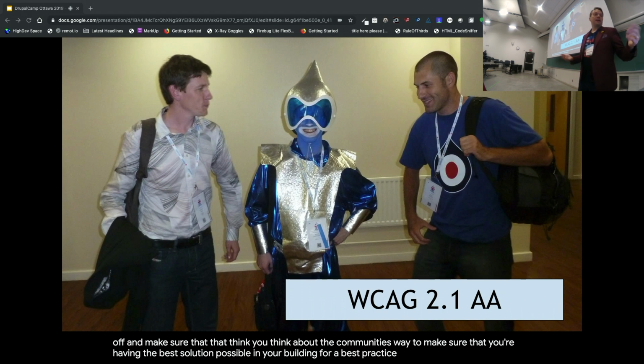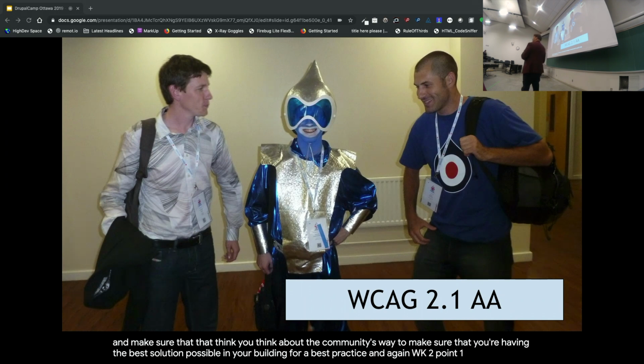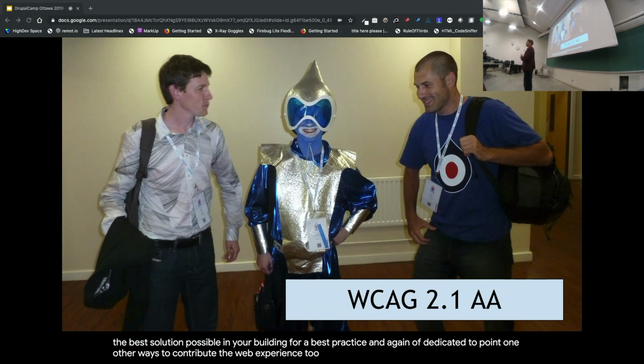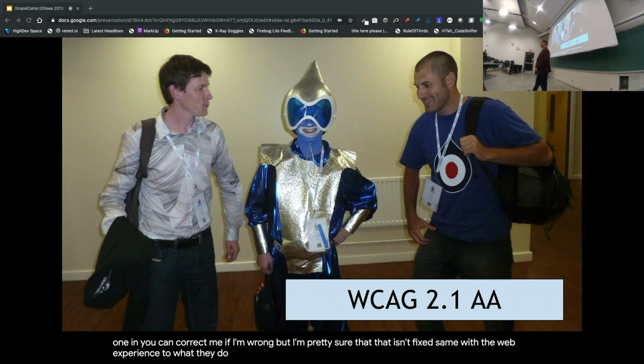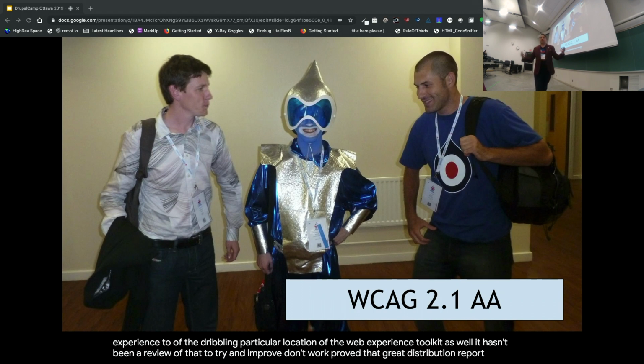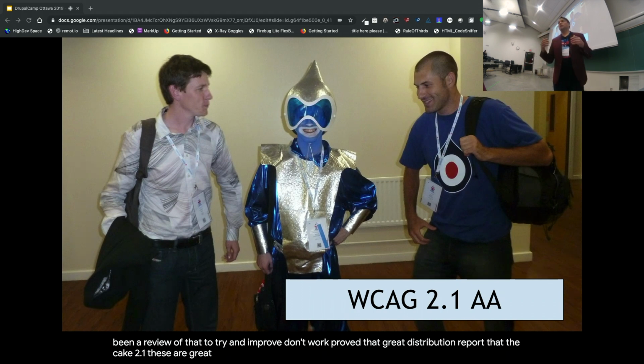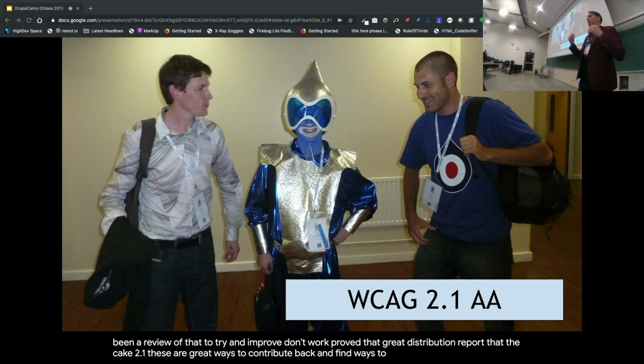And again, in terms of WCAG 2.1 and other ways to contribute, the Web Experience Toolkit has also not addressed WCAG 2.1. You can correct me if I'm wrong, but I'm pretty sure that isn't fixed. Same with the Drupal implementation of the Web Experience Toolkit as well. There hasn't been a review of that great distribution to improve it for WCAG 2.1. These are great ways to contribute back and to find ways to address the needs of the government community in large as well as the Drupal community.